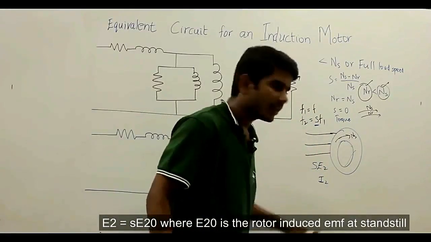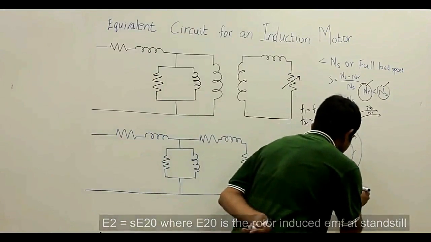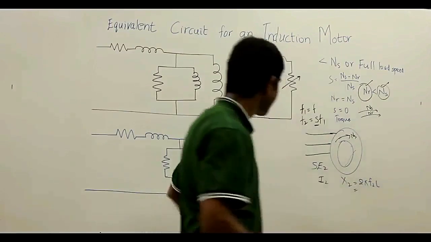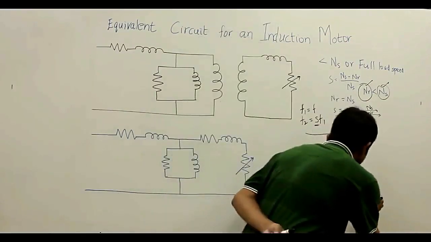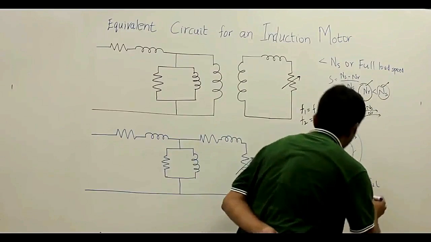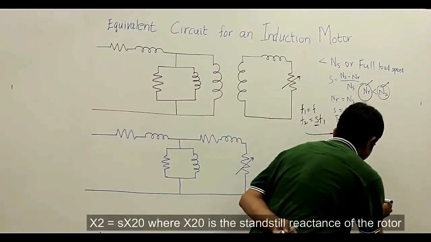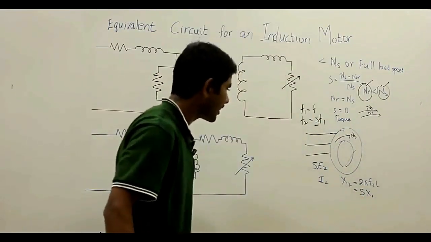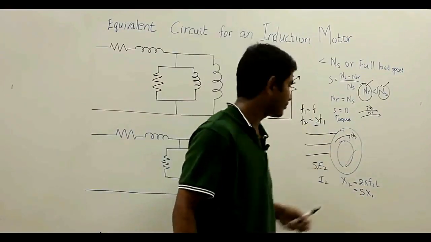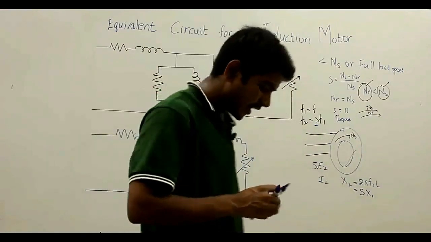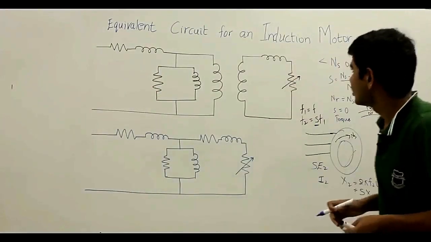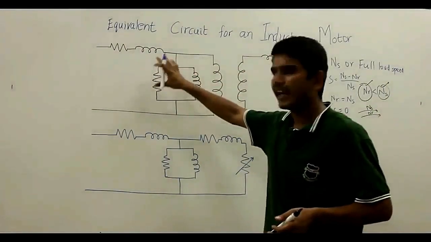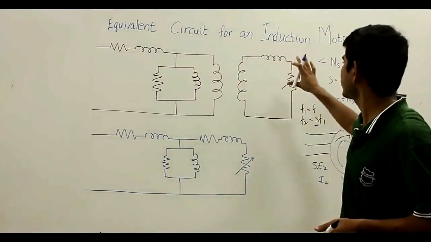Similarly, for the reactance, X2 is equal to 2 pi F2 L, and this gets affected by the frequency, and therefore it becomes S into X2, as it is affected by the slip. So similarly, as we are considering the induction motor as a transformer, this is basically how the exact equivalent circuit for an induction motor looks.